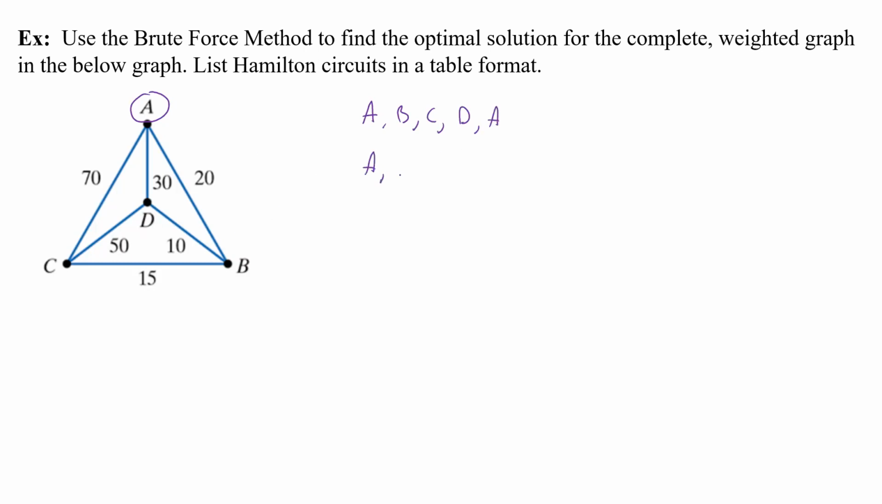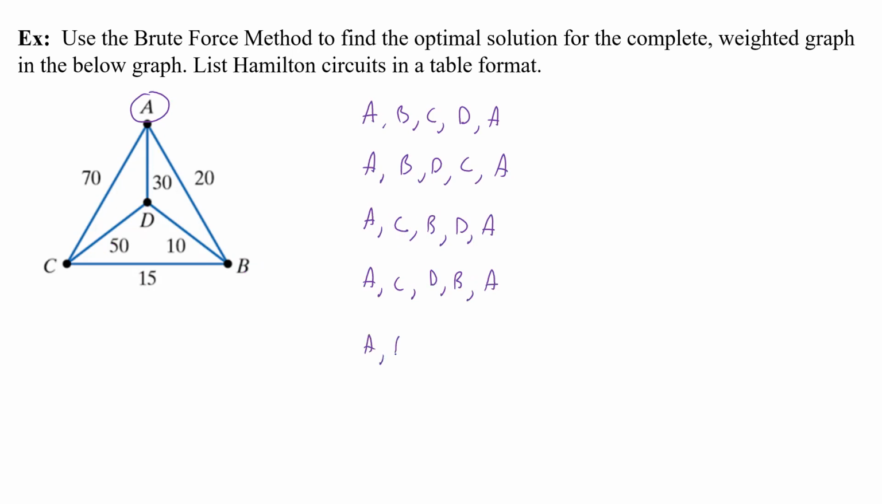Now we could also do A, B, and instead of going to C next, we could go D, and then C, and then A. So that would be our ones with the A and B first. Now, instead of going B first, we could do A, C. And so with that, we could go A, C, B, D, A. Or we could go A, C, D, B, A. So that's the two possibilities with going to C next.